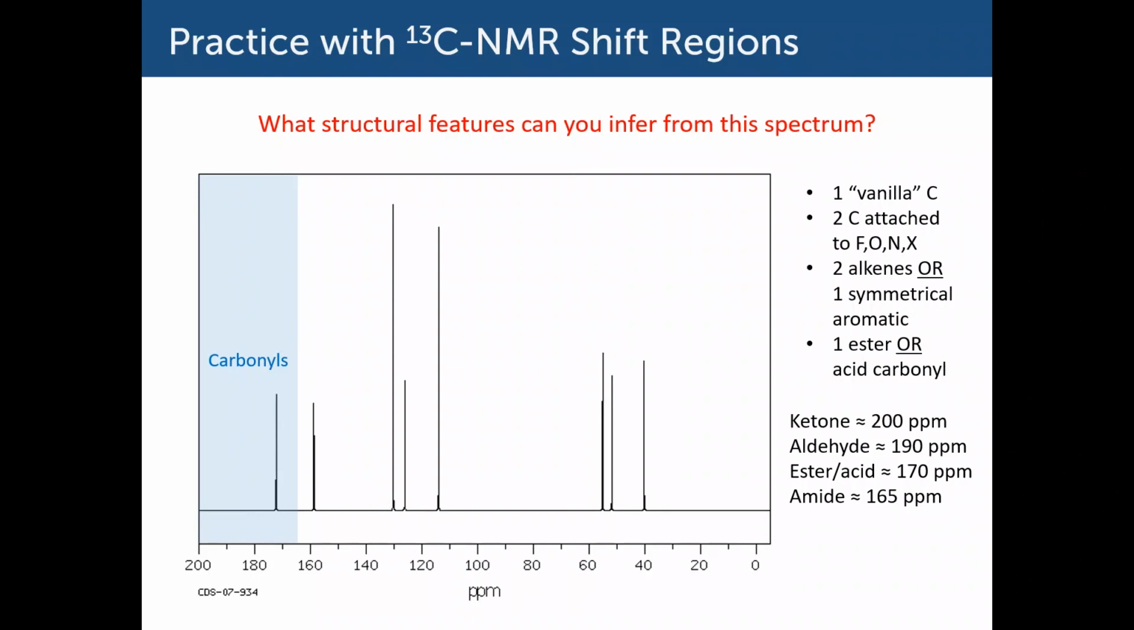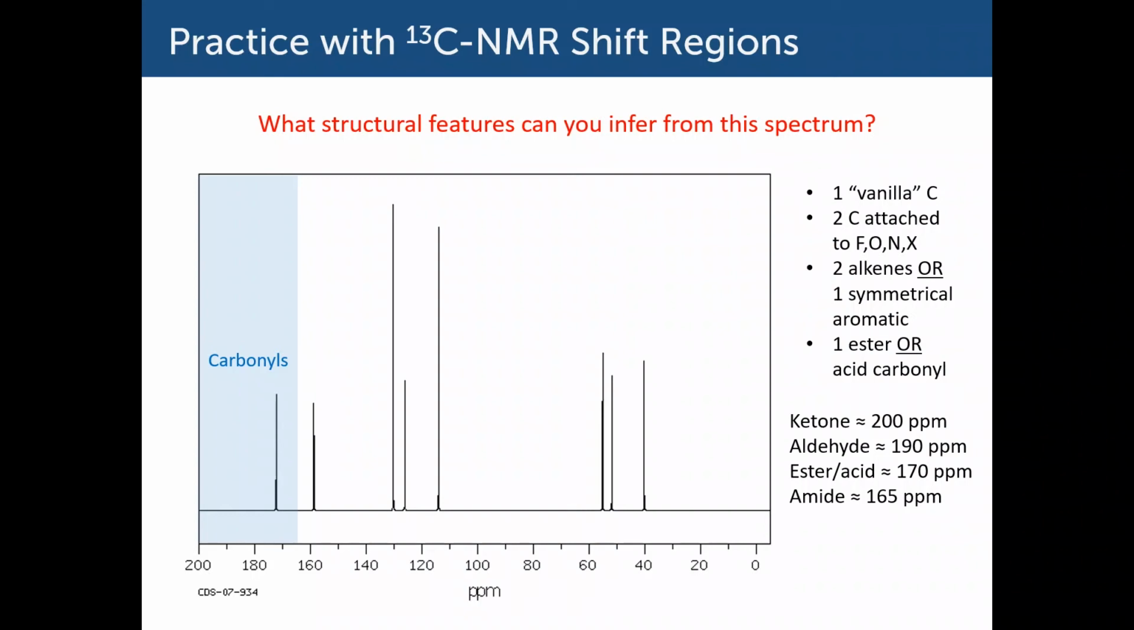Aldehydes come at around 190, so it's highly unlikely the carbonyl in this structure is an aldehyde. On the other hand, esters and carboxylic acids have carbon NMR signals around 170 ppm. So that's pretty much smack dab on where the signal for our spectrum is showing up. And then finally, amides have signals at around 165 ppm. So I would say that if we had to pick one of these groups, it's probably an ester or a carboxylic acid. It could be some kind of an unusual amide.